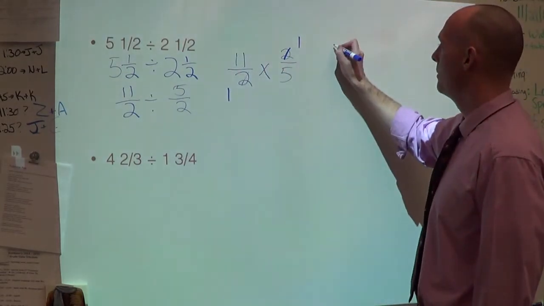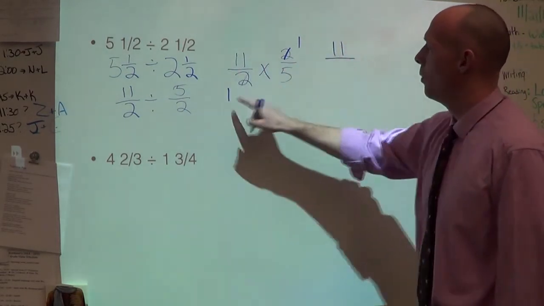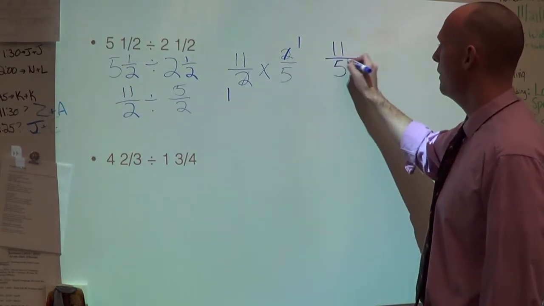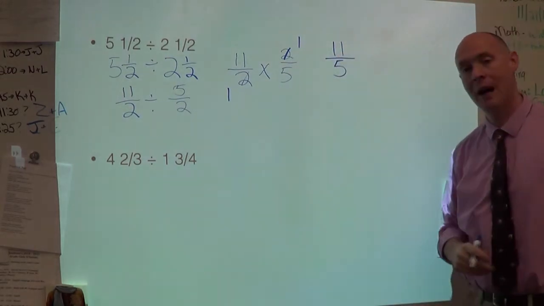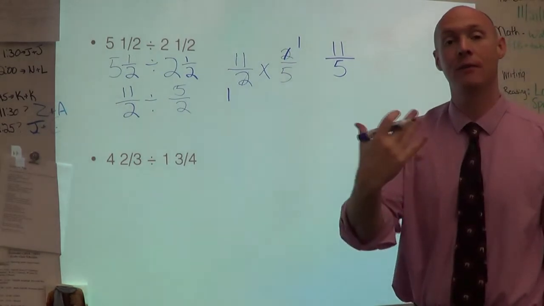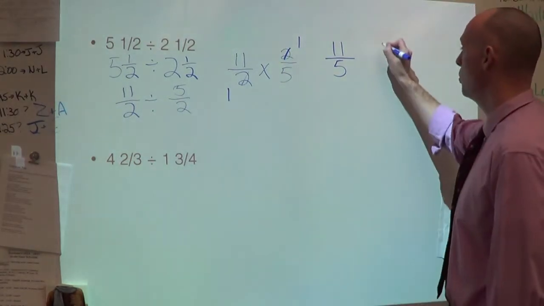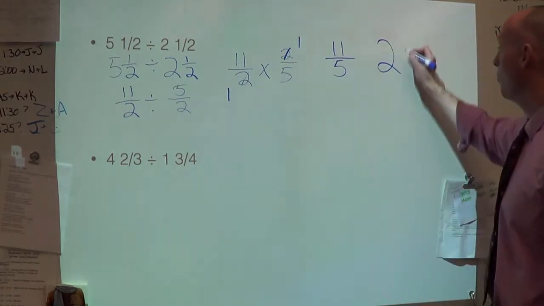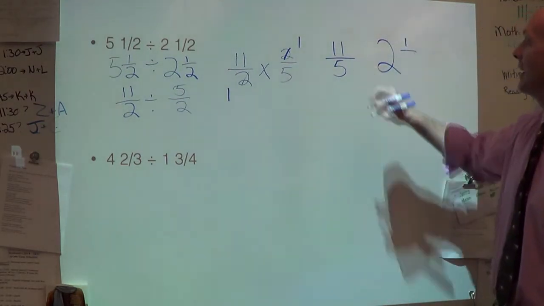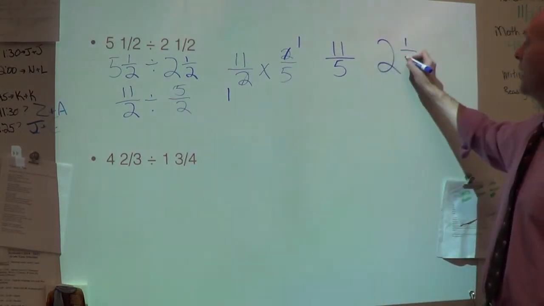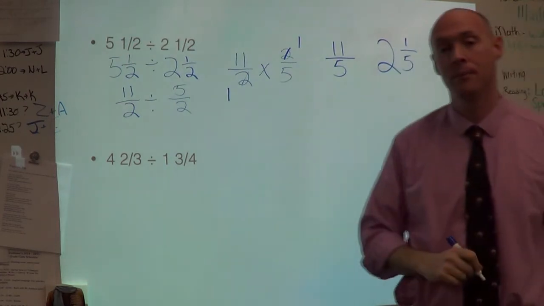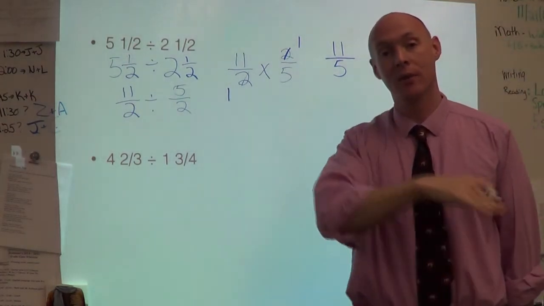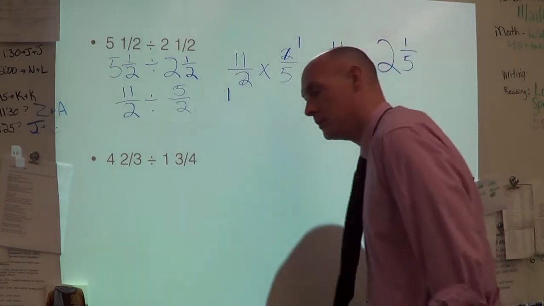11 times 1 is 11. 1 times 5 is 5. Okay, so I have 11 over 5. How many times can 5 go into 11? Well, it goes in twice, because 5 times 2 is 10. And then I have 1 left over, so it will be 2 1/5. Perfect. One more example, then it'll be on your own.